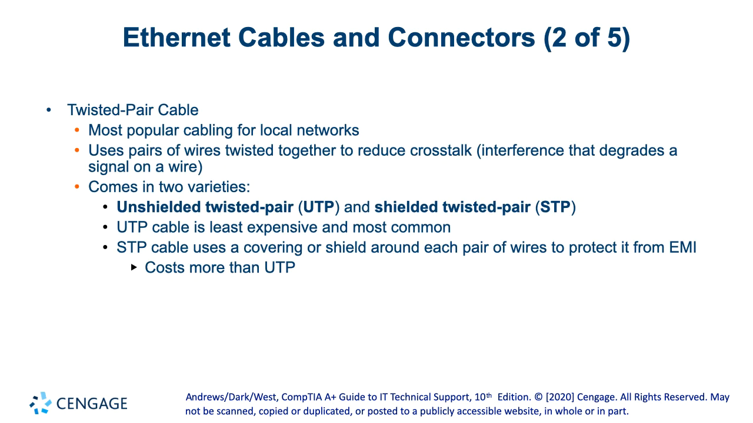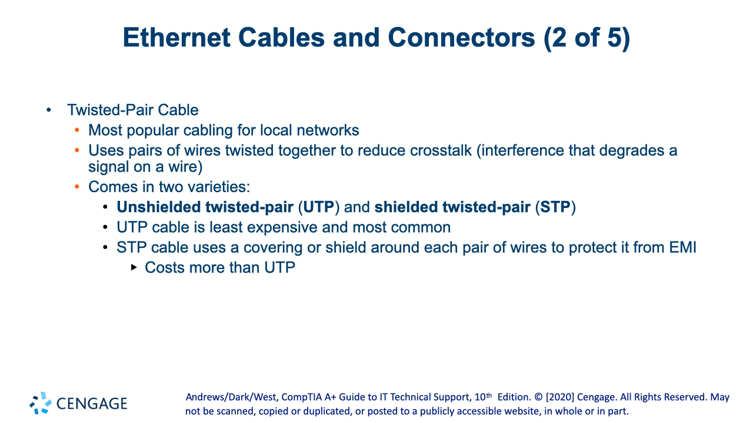Cat5 and Cat6 use twisted pairs of wire and are the most popular cabling for local networks. Most of the time we will use unshielded twisted pair, UTP, cabling, as it is the least expensive and cheaper than the shielded twisted pair, or STP. Shielded twisted pair cabling protects the wires better from electromagnetic interference, or EMI.